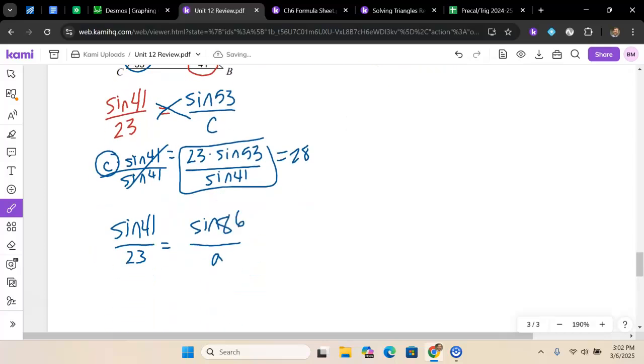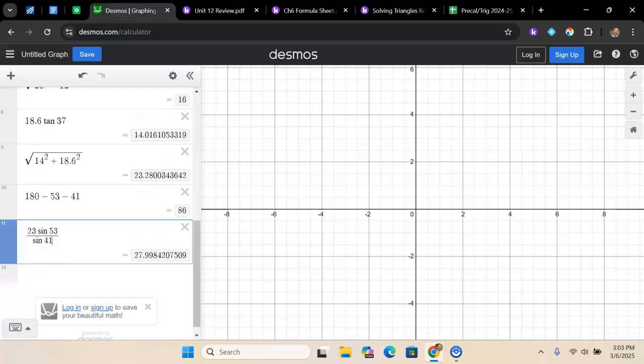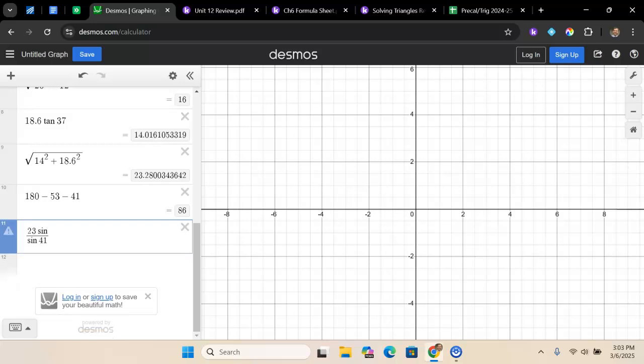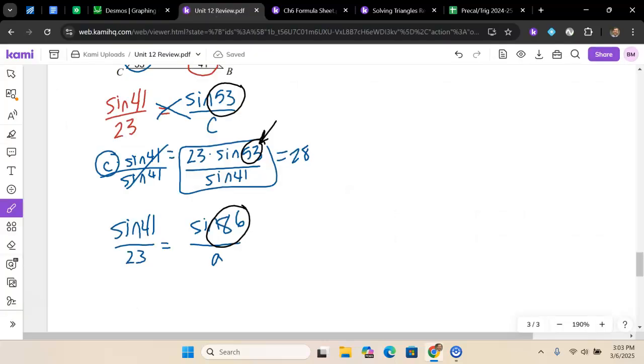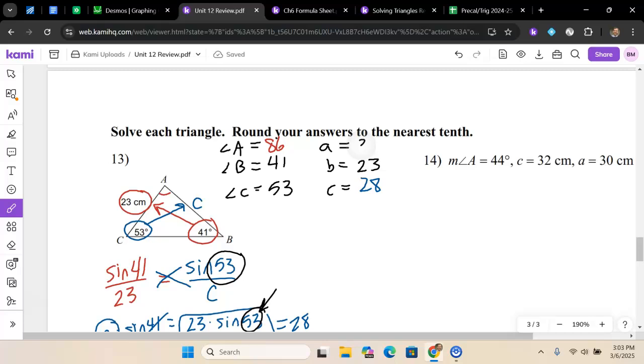And then I would just do the cross products and solve again. Now, what I would maybe look at is, what's different? I just switched this 53 to 86. So in the calculator, since I already have that plugged in, I'm just going to switch that out and make that 86, and that's going to give me the answer. So if I go back to here and change that 53 to 86, there's my answer, roughly 35. Okay, so side length A would be 35.